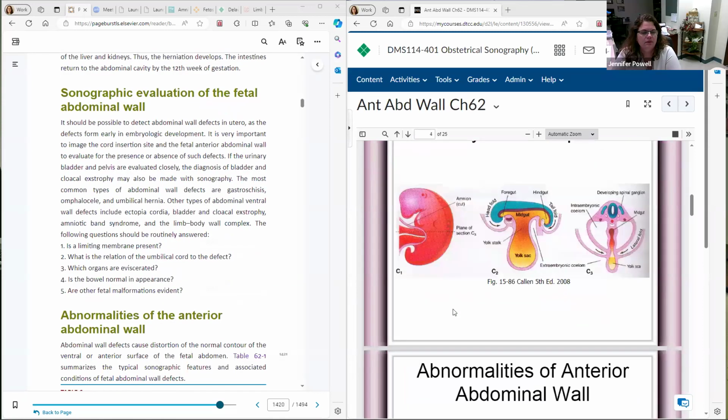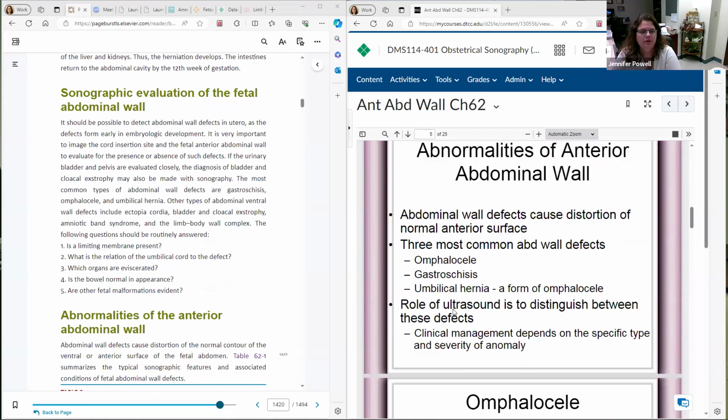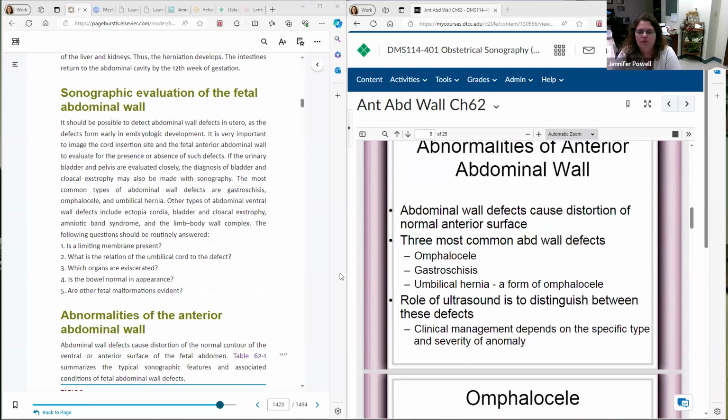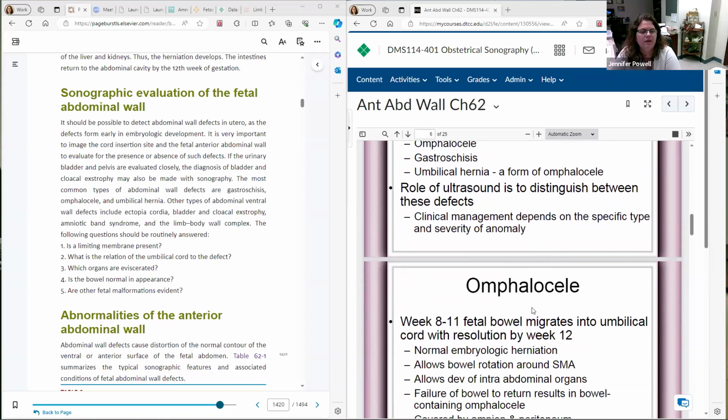So we are here. When those foldings don't happen as they should, we end up with defects. Abdominal wall defects cause a distortion of the normal anterior surface. The 3 most common are omphalocele, gastroschisis, and umbilical hernia, which is a form of an omphalocele. The role of ultrasound is to distinguish between these defects. Clinical management depends on the specific type and severity of the anomaly.